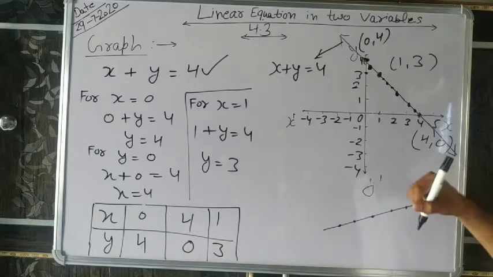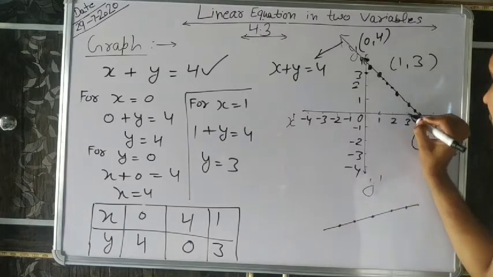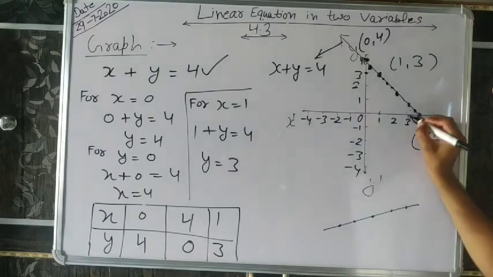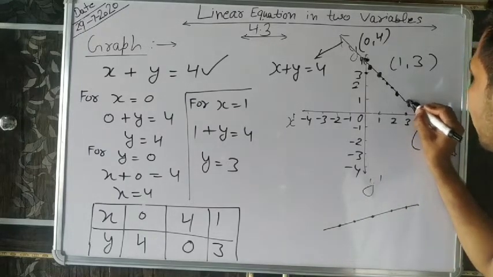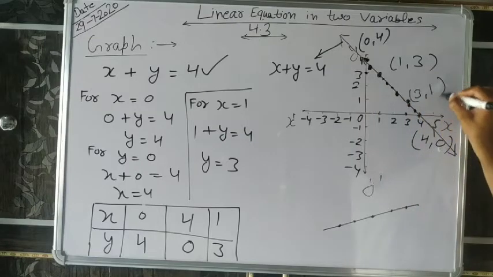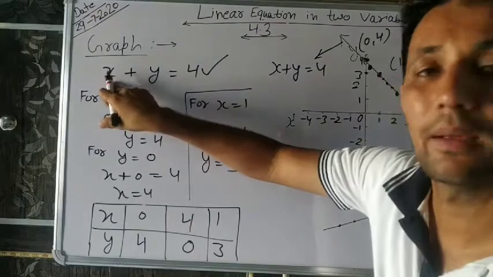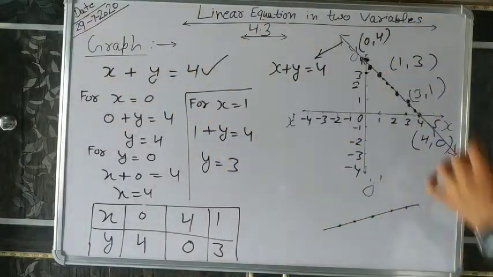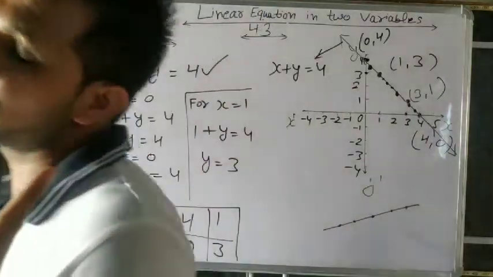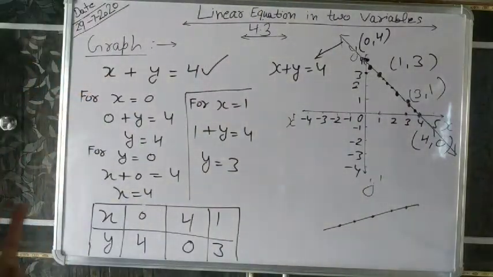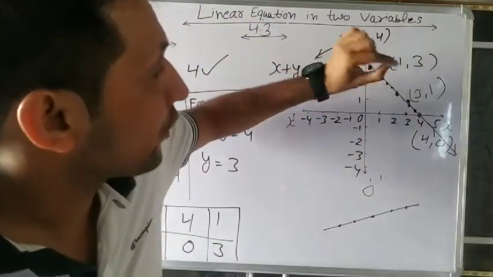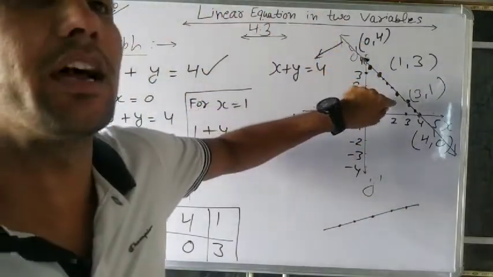Suppose we want to find this point; any point you can choose. This is the solution: x is 3, y is 1. Yes, x is 3 plus 1, 4. Every point on this line is a solution of this linear equation. Understand? So if you draw the graph, every point on the line is a solution.